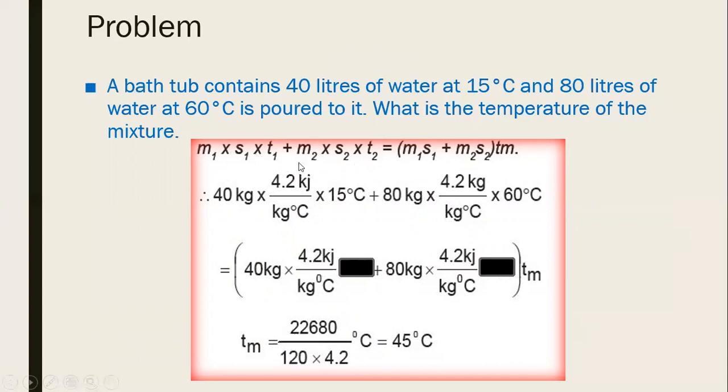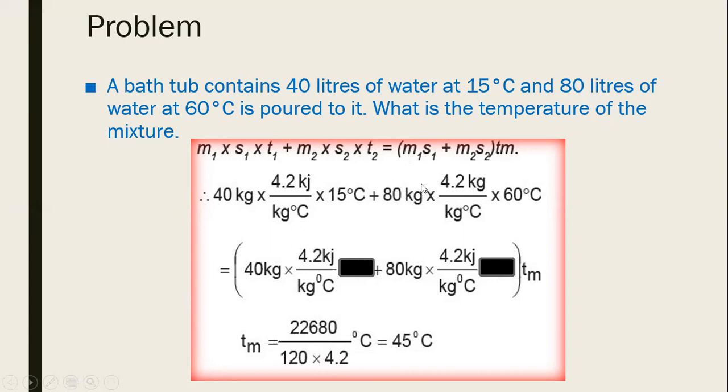You have to apply this equation: m1 s1 T1 plus m2 s2 T2 is equal to m1 s1 plus m2 s2 into Tm. What is m1? 40 liter means 40 kilogram, into the specific heat of water, 4.2 kilojoule per kilogram degree Celsius, into the temperature, 15 degrees. Then what is m2? m2 will be 80 liter, that is 80 kilogram, into 4.2, into the temperature 60.